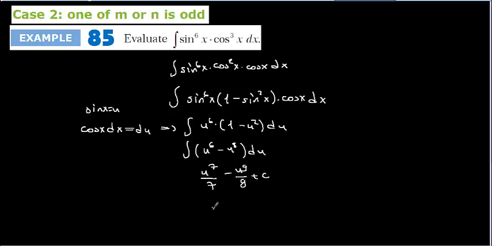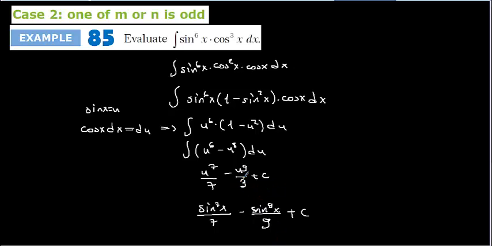U was chosen at the beginning as sine, so it's equal to sine to the power of 7x over 7 minus sine to the power of 9x over 9 plus c. Let me correct that one to understand better.